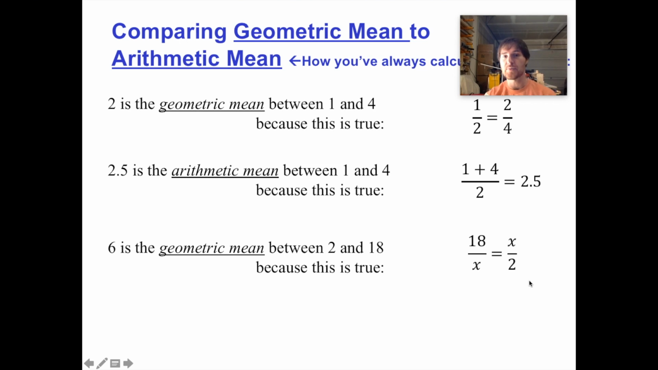6 is the geometric mean between 2 and 18. I don't need to spend much time on this. Boom. We already talked about it in the last slide. This is true, but I just want to show you this is how you solve something like this, okay?